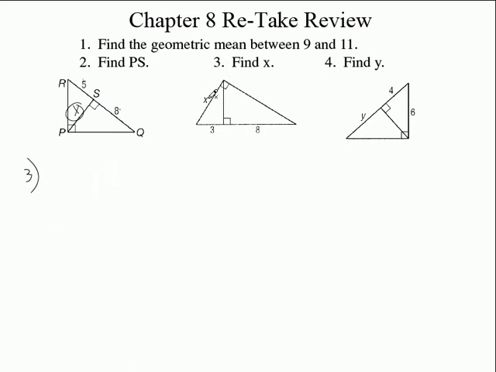Okay, look at number 3. This time the x is not the altitude, it's this side right here. And you just have to know, now this is a geometric mean, but what is it the geometric mean between? Is it just between these two segments right here? Yeah. Where are the numbers? 8 and 3. You can't read those?